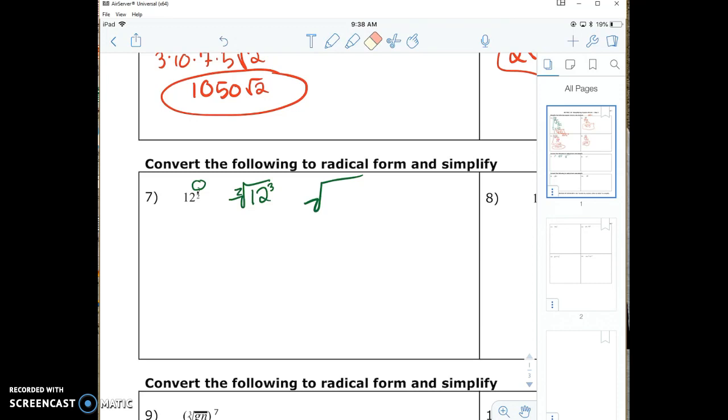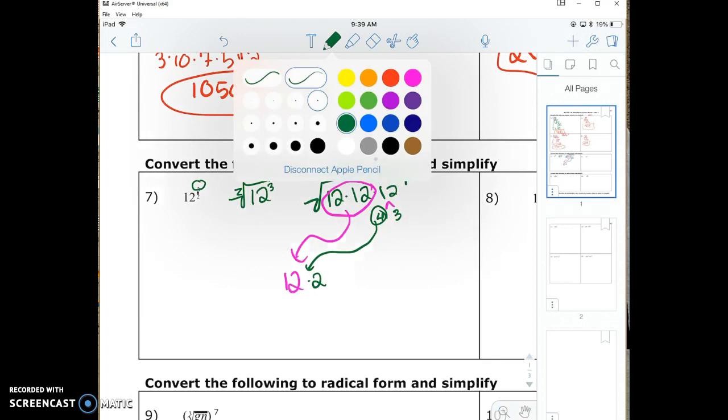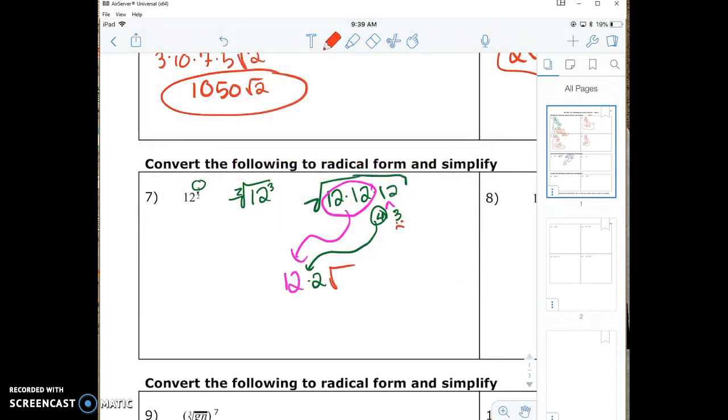12 to the third power means 12 times 12 times 12. Notice here, I already have a pair of 12's, so that goes outside of my radical. In this third 12, I can break this up. 12 I know is 4 times 3. Oh, and 4, that's a perfect square. The square root of 4 is 2. And my 3 is lonely, stays inside the radical. 12 times 2 is 24, and I keep my root 3. 24 root 3 is my final simplified answer.